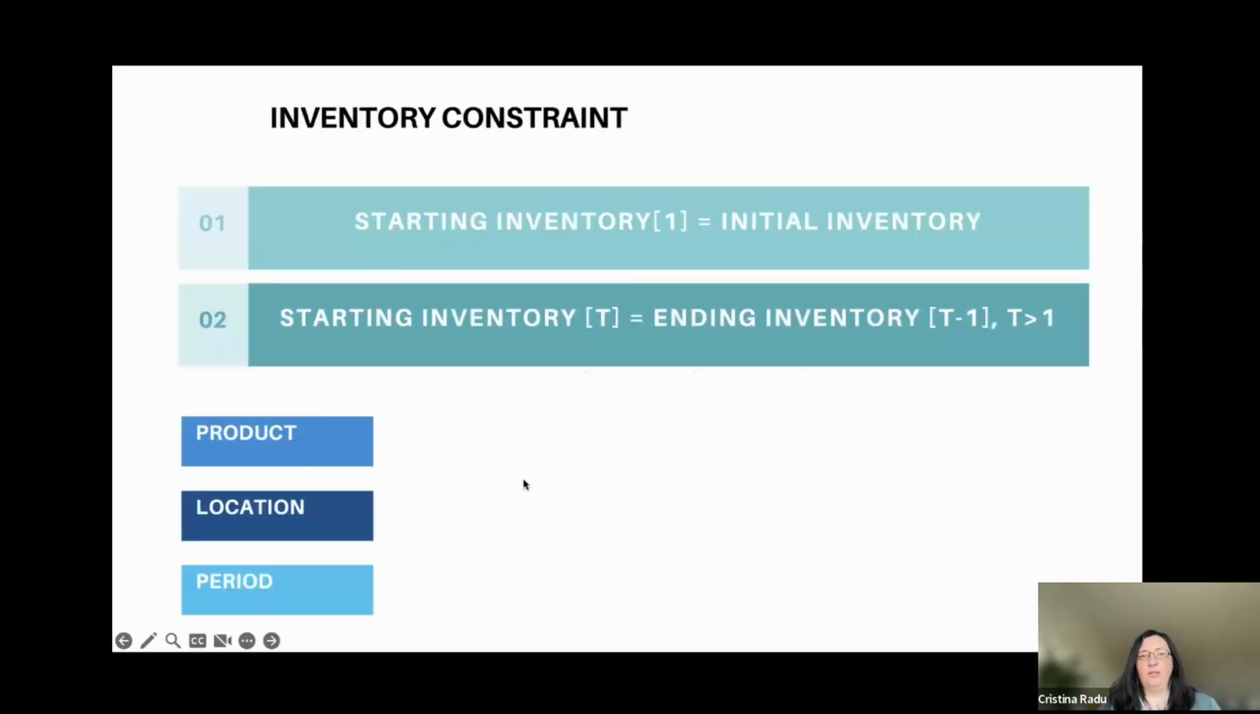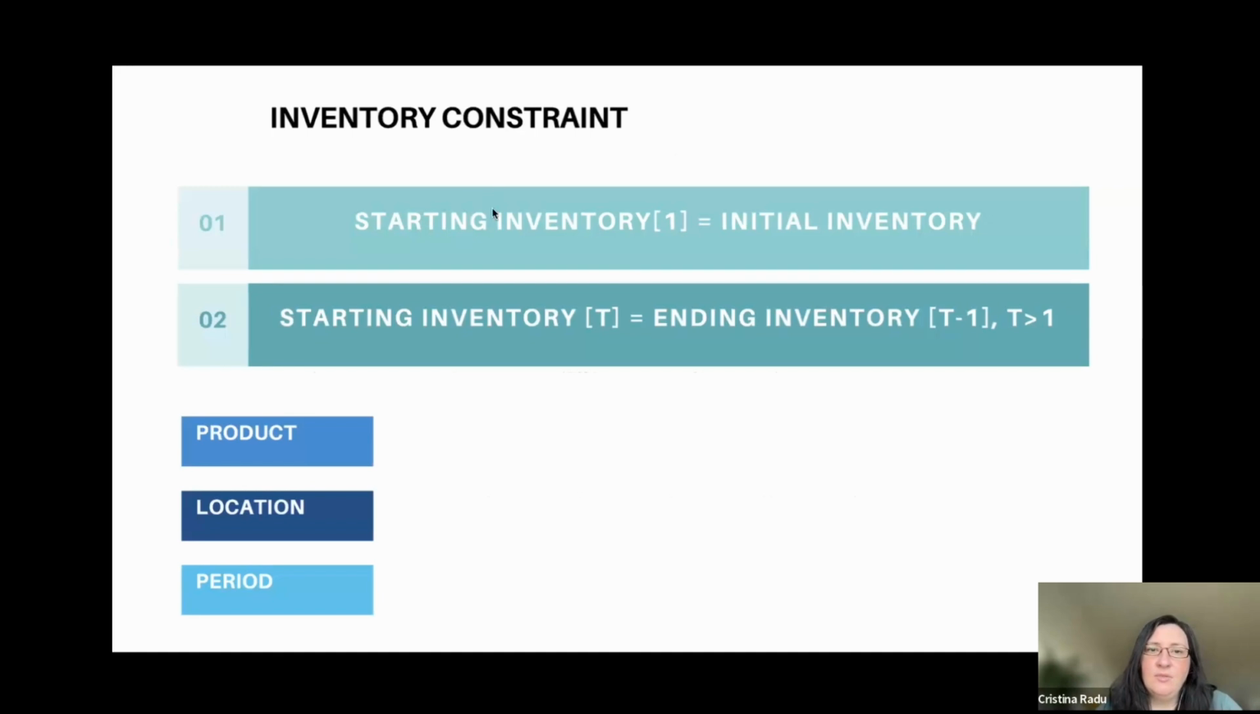And the inventory constraint. I told you before that this is one of the particularities of supply chain planning, where we have buckets. And then we need to basically carry over the inventory from one bucket to another. So the ending inventory in one bucket is the starting inventory of the next bucket. So then we need to capture this in the constraints.